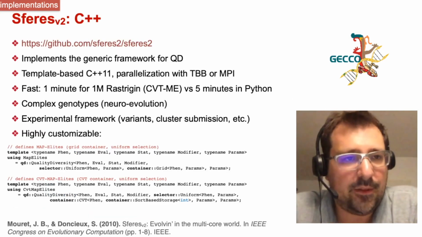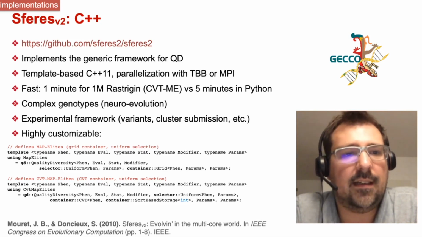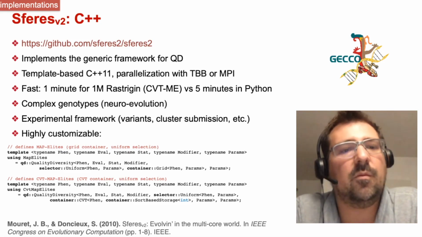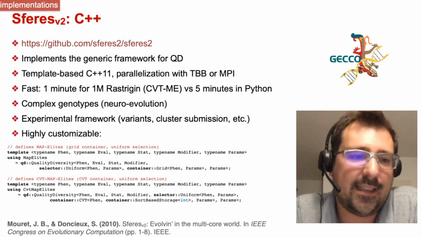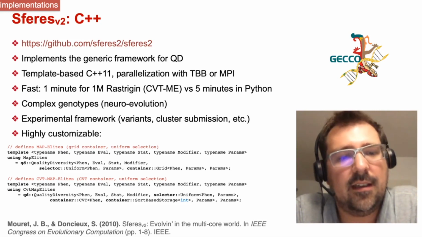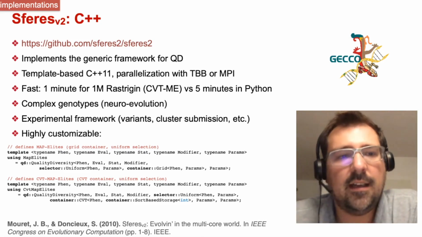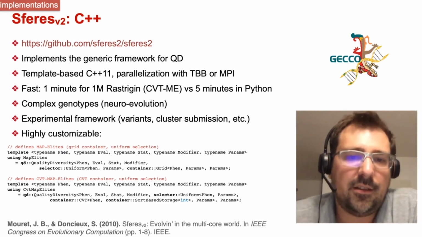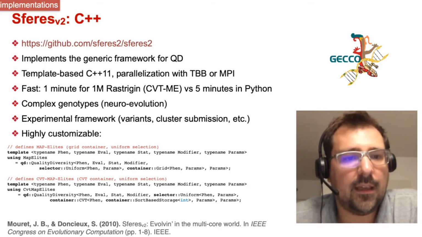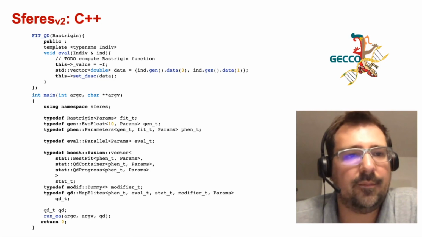Then there is a C++ implementation, Sferes2, which is a generic framework for quality diversity, template-based in C++11, which is very, very flexible. It's very easy to define new algorithms and implement your own, but of course it's template-based C++11, so there is a steeper learning curve. The main advantage over the Python version is that it's much faster, like 5 to 10 times faster in many situations. And it's not that difficult to use, so here is how to use it.